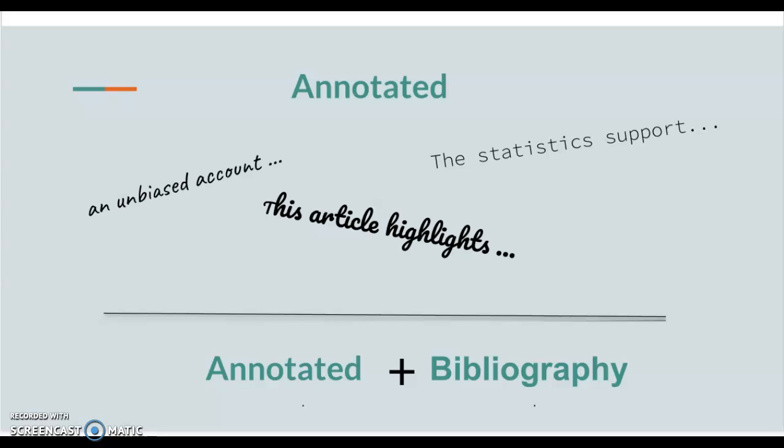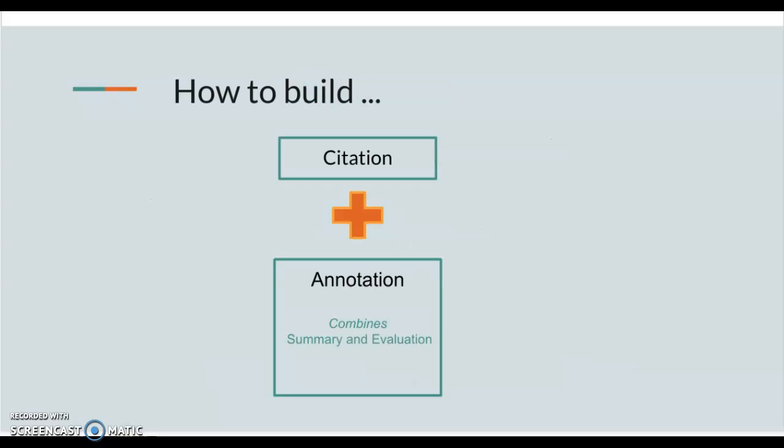So now let's look at the word annotated. Simply put, to annotate is to write notes or a description about something. So putting it all together, the annotated bibliography is your descriptive notes about each source on your list of citations.